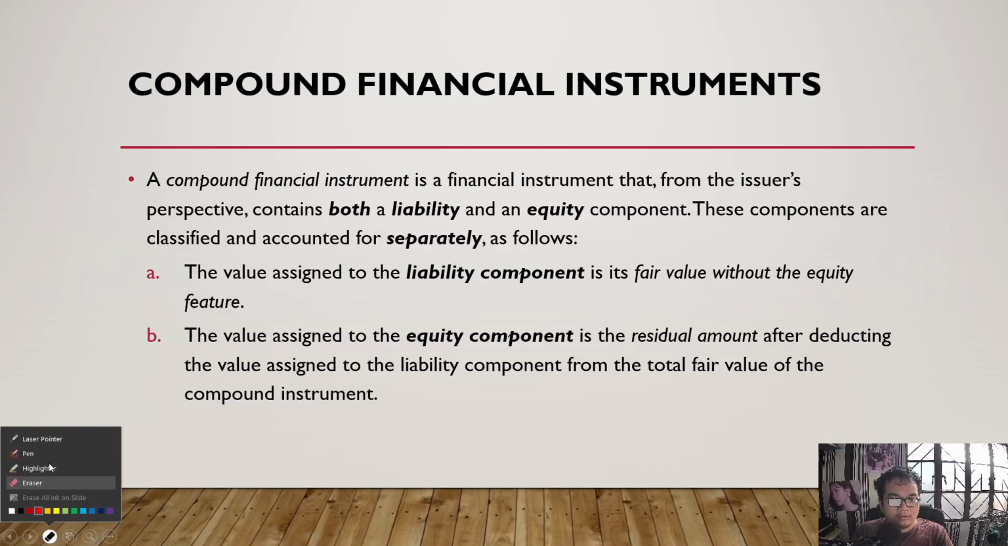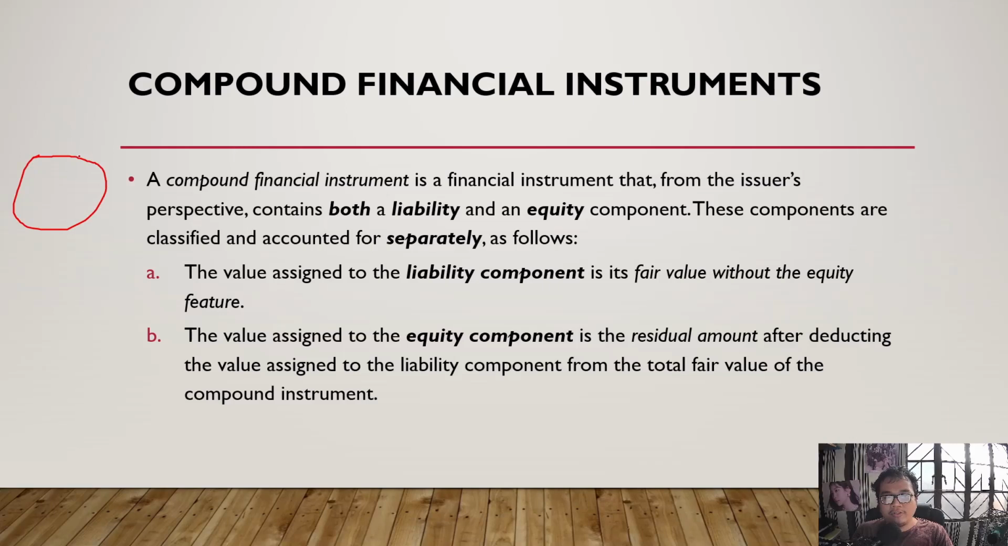So, ito yung sabi natin financial instrument. So, a portion dyan, liability, FL. Another portion is an equity instrument. So, yan, compound financial instrument tawag yan. So, these components are classified and accounted for separately. Paano? As follows. The value assigned to the liability component is its fair value without the equity feature. So, the value assigned to the equity component is yung residual amount. Kasi yung nature ng equity, di ba? Yun yung nature ng equity.